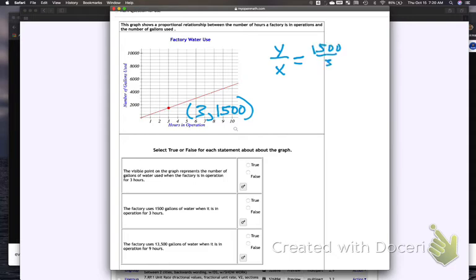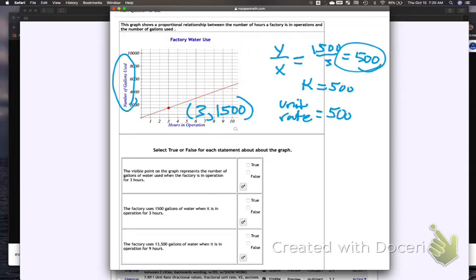And remember, when we have whole numbers, we'll just set it up as a fraction and then reduce. So when we reduce, we get 500. So the constant of proportionality is 500. And the unit rate, we know that 500 will be part of it. And now we have to look at the y-axis first, or the vertical axis. And that represents gallons. So we've got 500 gallons per what's going on in the x-axis, which is hours in operation, so that would be per hour.